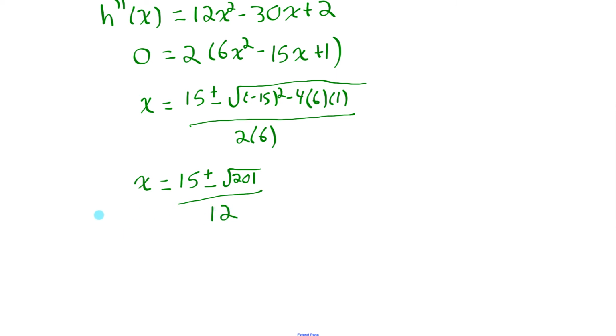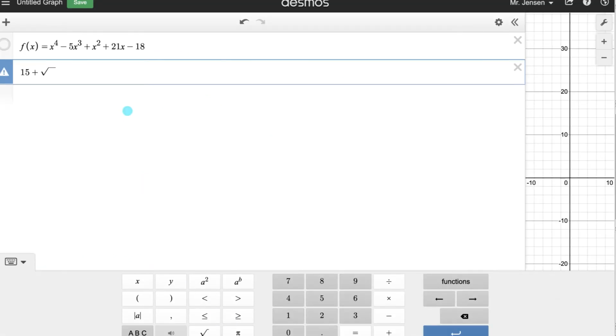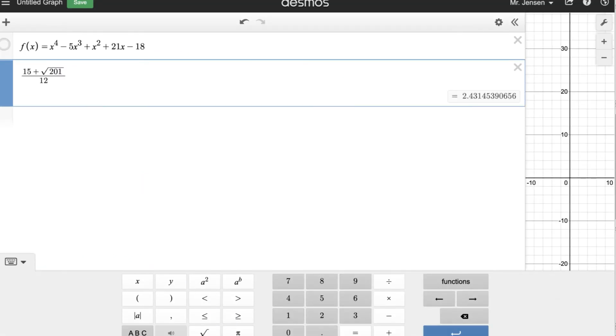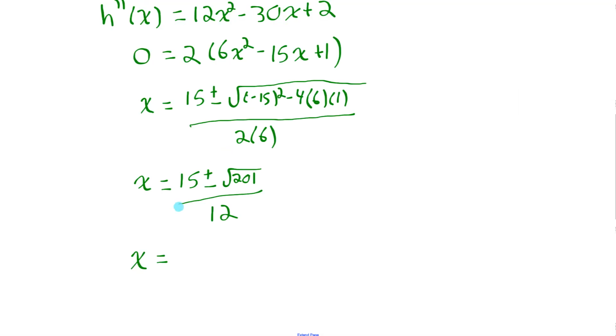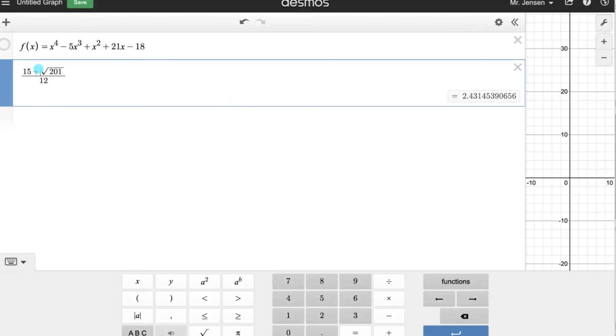Now when we're graphing, it would be better if we get an approximate value for this. So let's get the approximate values for 15 plus root 201 over 12 and 15 minus root 201 over 12. And the other one, let's do the minus version of this. So 15 minus root 201, and I get 0.0685, I'll say about 0.07.